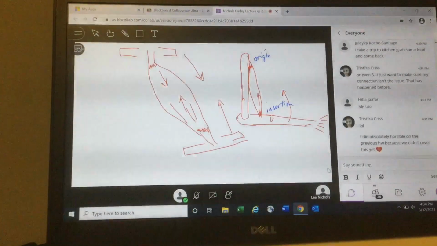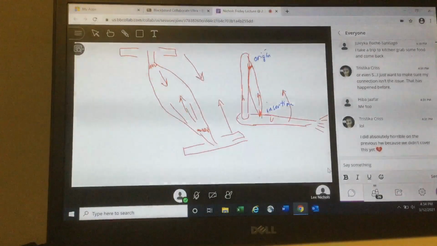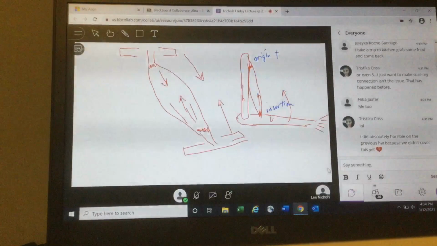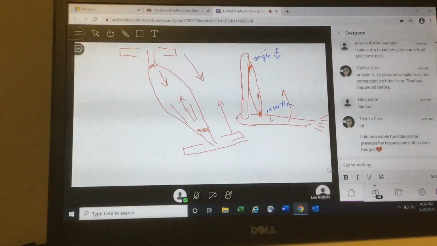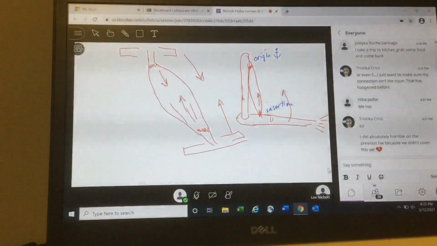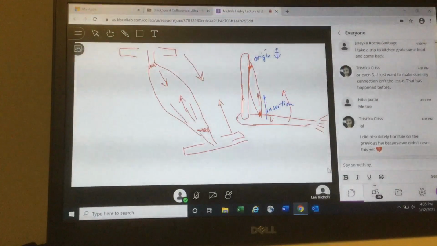Essentially all skeletal muscles have an origin and an insertion, an anchor point and a movable point. So let's draw a little anchor like that. There's our little anchor. That's the origin, the anchor point, and the insertion is the end of the muscle that pulls the moving bone closer to the origin when it contracts.